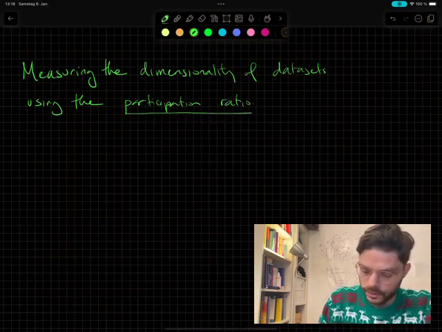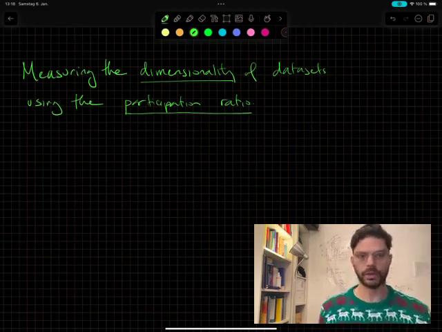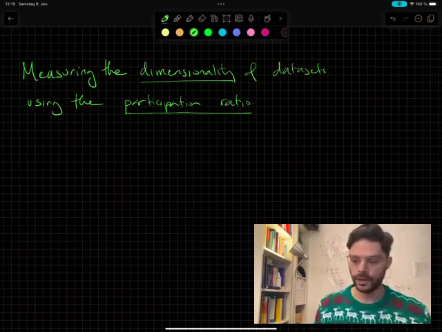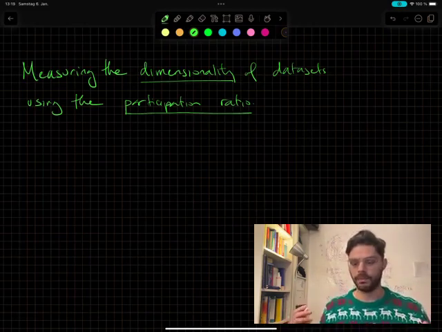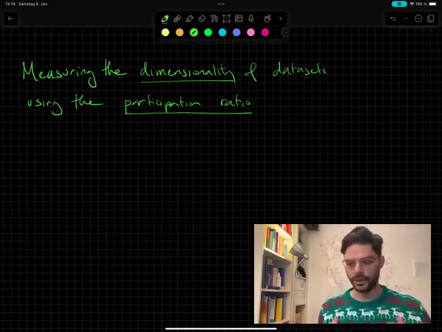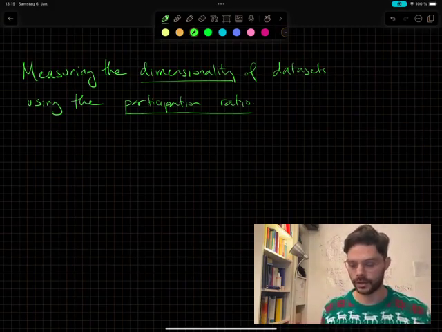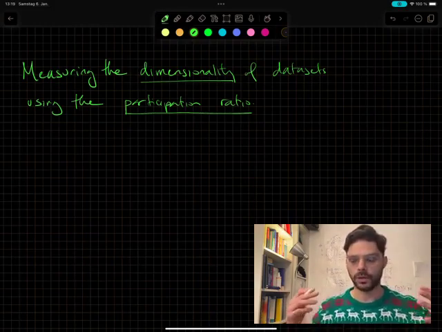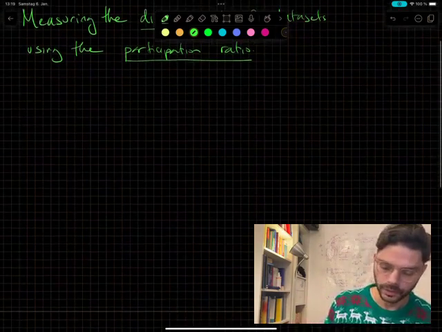Okay, so we're interested in dimensionality, and we're going to deal with this thing called the participation ratio. Now the question is, what do we mean by dimensionality? There are various notions of dimensionality that are going to be important and that we should disambiguate. So what do we mean?